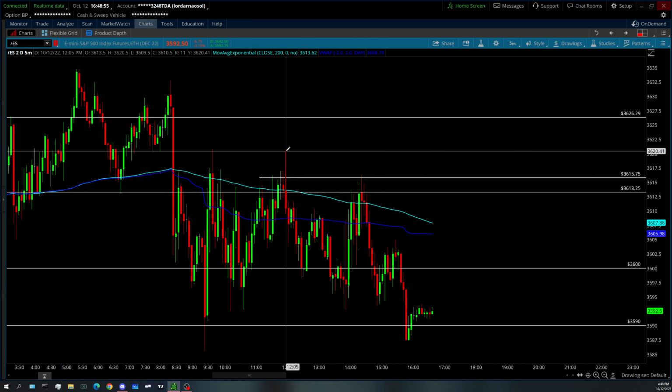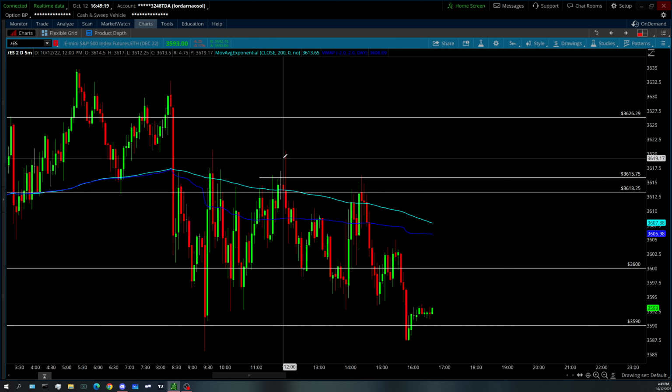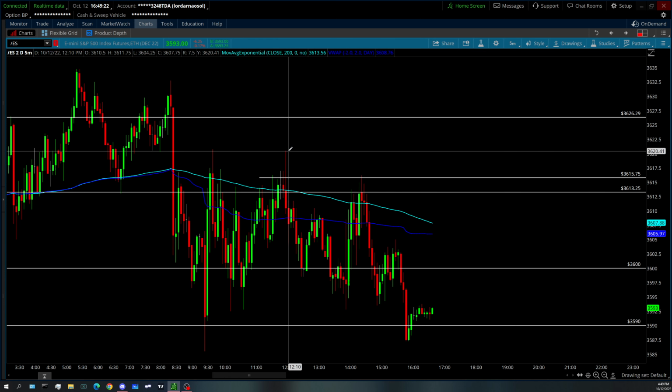My thesis wasn't invalidated. So until my thesis is invalidated, there's no reason to get out of this trade. So you have to think about, what is my thesis on this trade? And until my thesis is invalidated, then why am I getting out of the trade? Because it had a pullback? No. Did it hit your stop loss? Well, no. Well, did it break your thesis? Well, no. Okay, so why are you getting out of the trade? Because you panicked. Because you didn't have the emotional discipline to hold your thesis and your stop loss.